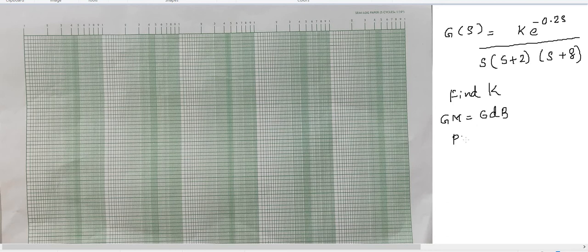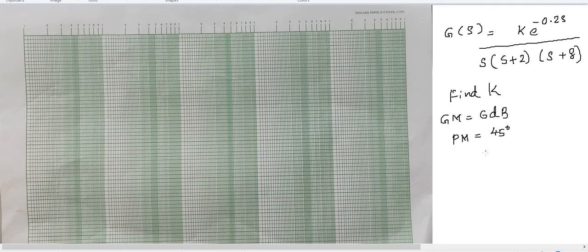and phase margin equal to 45 degrees. So we have to find the gain of the system K for which the system should be stable and gain margin is equal to 6 dB and phase margin is equal to 45 degrees. In this question you can observe that there is an exponential term in the numerator.